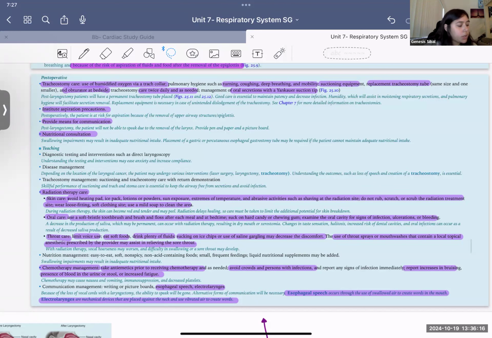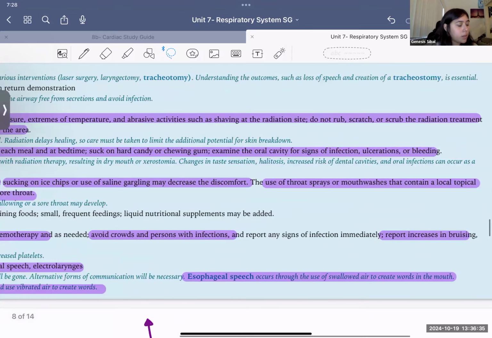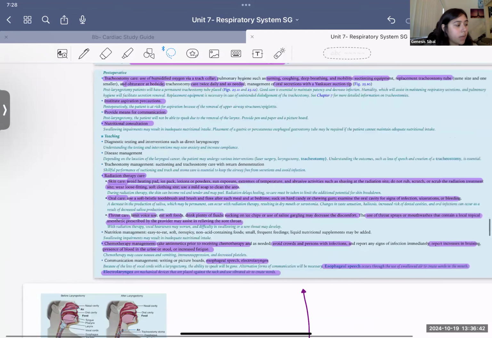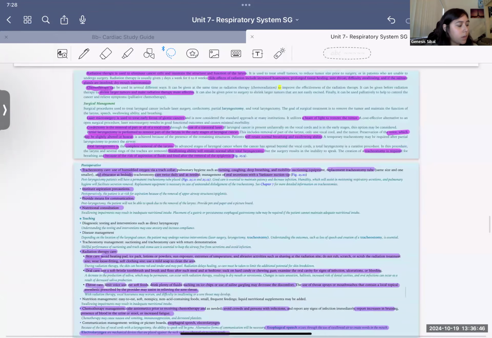And then for communication management, you have writing or picture boards, you have esophageal speech or electrolarynges, because again, with the vocal cords, you're having a loss of that when you're taking them out. Esophageal speech occurs through the use of swallowed air to create words in the mouth. And electrolarynges are mechanical devices that are placed on the neck and use vibrated air to create words. And then at the top, that's also talking, I think, some more about tracheostomy care.